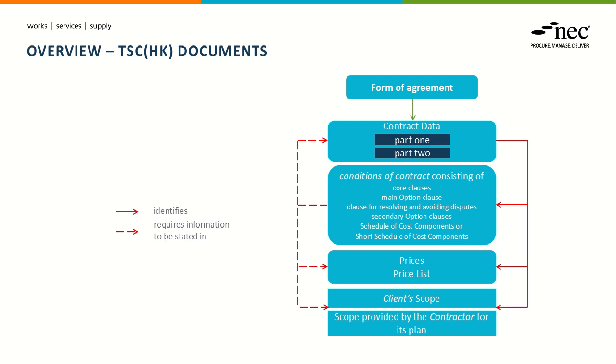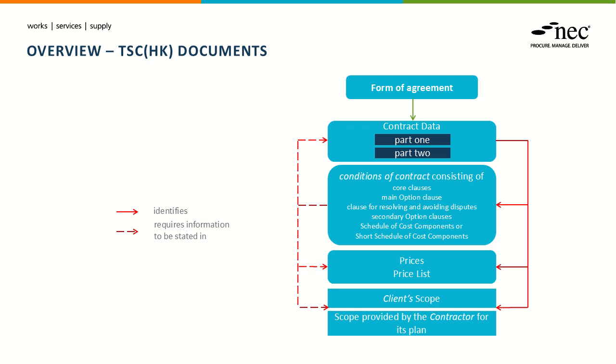So we still have contract data. There have been some changes in contract data in terms of entries, which we'll talk about later. We have the conditions of contract, and that's modular based: the core clauses, main option clause, dispute resolution clause, secondary option clauses, schedule of cost components and short schedule. You choose those option clauses to suit your contract strategy. So nothing has really changed in terms of how the overall contract works. But of course, there have been some changes within each of those modules, and that's what we're going to talk about in a minute. We still have pricing documents, so that's the price list.